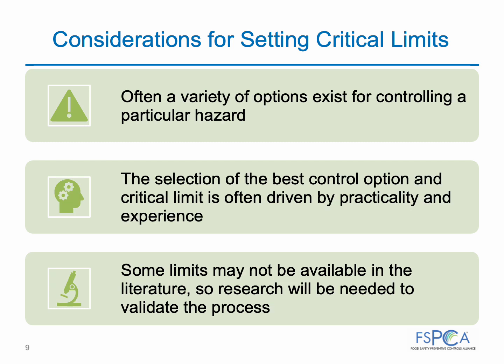There frequently are different ways to control a specific hazard. The food safety team decides the best option for the particular CCP based on practical considerations, such as the process capabilities, how measurements can be made, staff capabilities and experience, and other appropriate factors. This may mean the chosen limit may not be available in the literature, but it still needs to be validated following sound research principles.